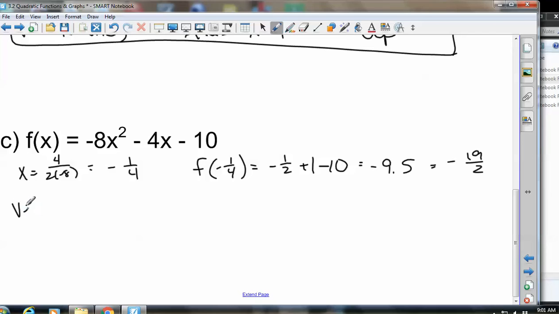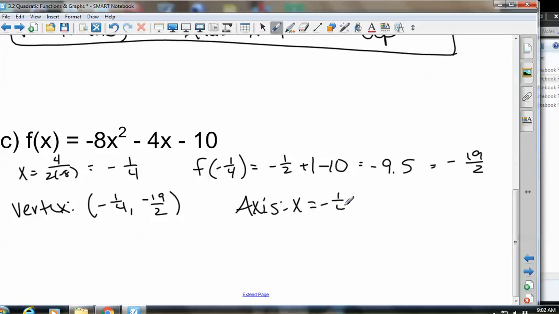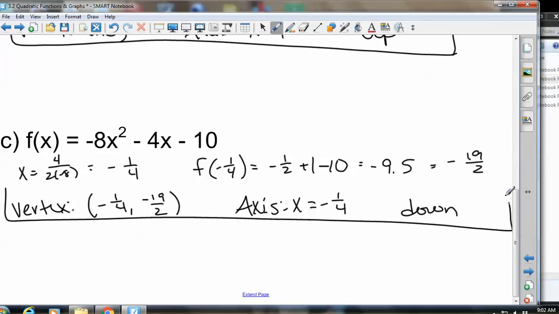Okay, so vertex. It's just that ordered pair. It doesn't matter if you use fractions or decimals. Axis is x equals the x value of the vertex, so x equals negative 1/4. And did this one open up or down? Down, because it was a negative square.